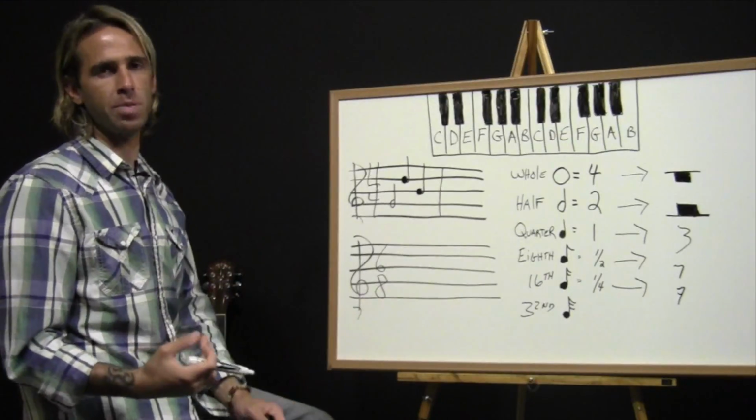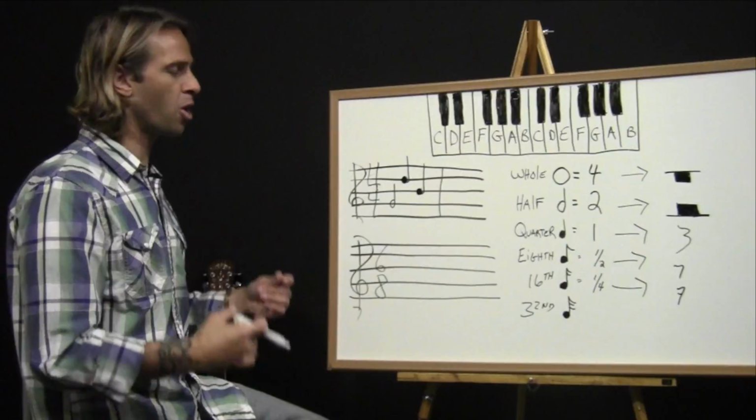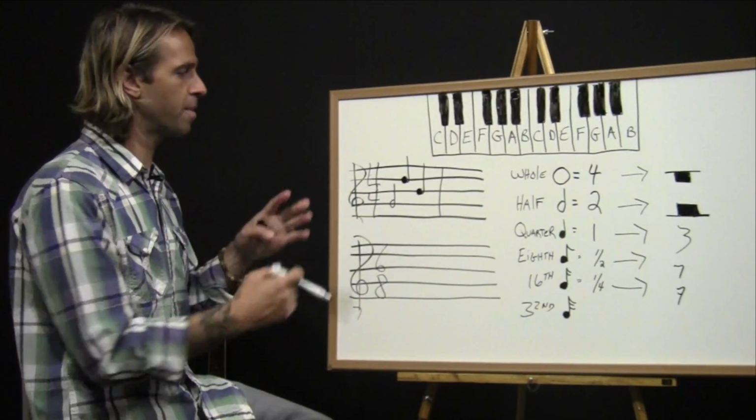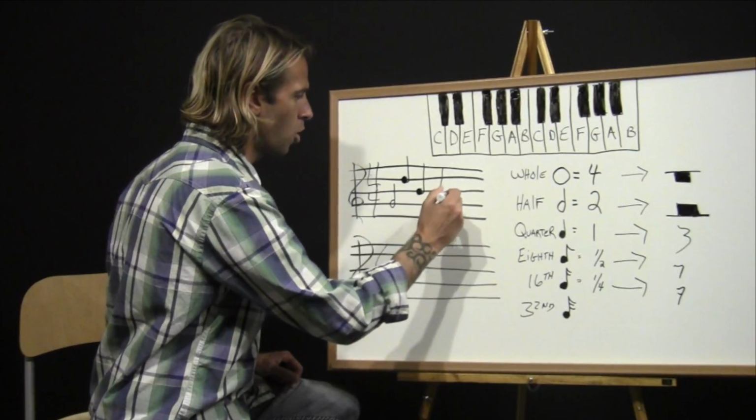We can't leave it incomplete. We couldn't just put the half note and then leave it be like that. It would be an incomplete bar. We have to fill it in with the proper amount of beats per measure. Another way you could do it is you could simply just have a whole note there.